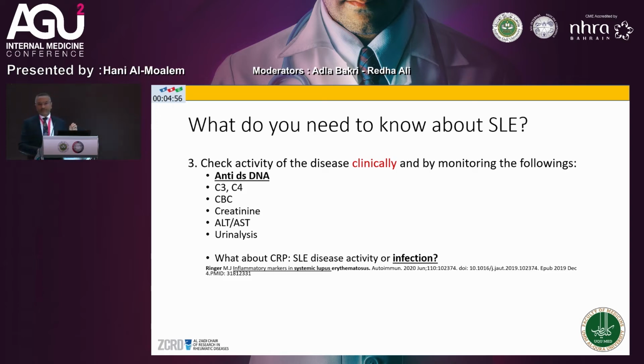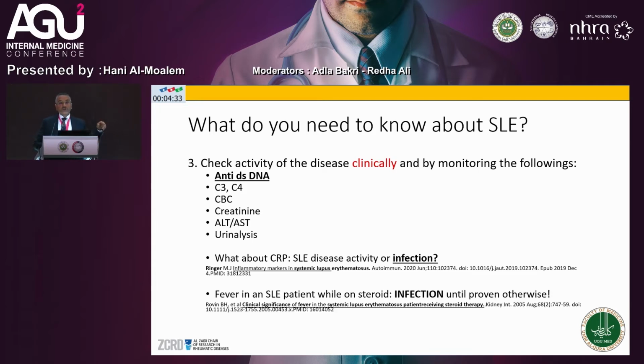CRP in lupus. If you have CRP that is elevated in lupus patients, think of infection until proven otherwise. CRP usually does not go high in lupus patients unless there is acute infection. Particularly if it is more than 80 or 100, definitely think of infection. If you have lupus patients on steroids and there is fever, think of infection until proven otherwise.